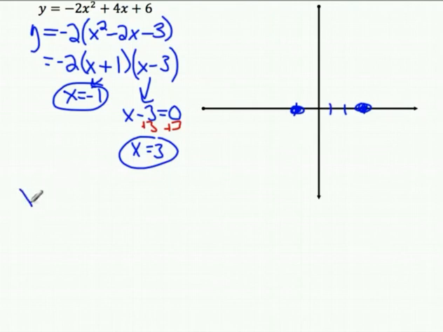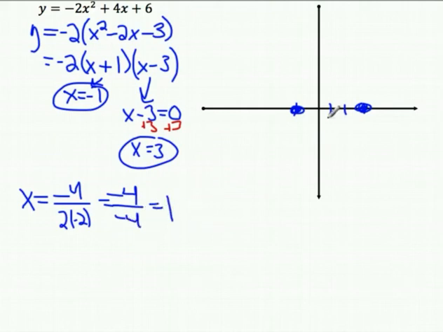Okay, vertex, negative b over 2a. Negative b is negative 4, over 2a, a is negative 2, so that's going to be negative 4 over negative 4. Oh, that's positive 1. That's nice. So we have a line of symmetry at 1. Does that make sense with our picture? You always want to make sure this makes sense. Right here, does it look like that's right in the middle? I think so. That's right in the middle between negative 1 and 3.